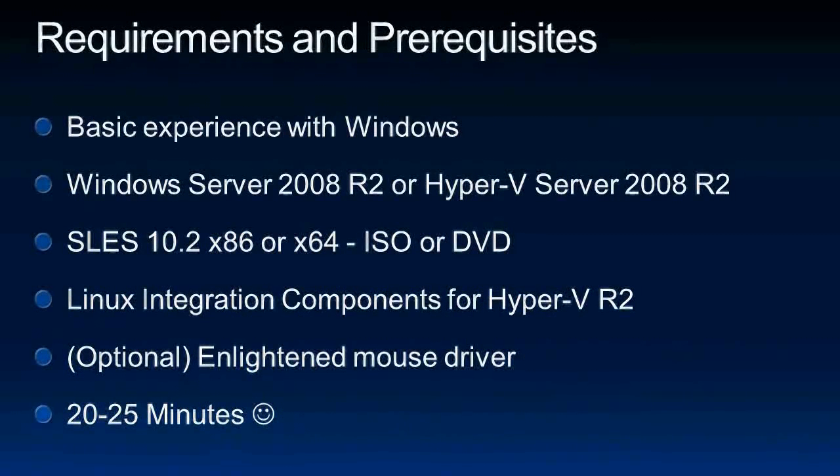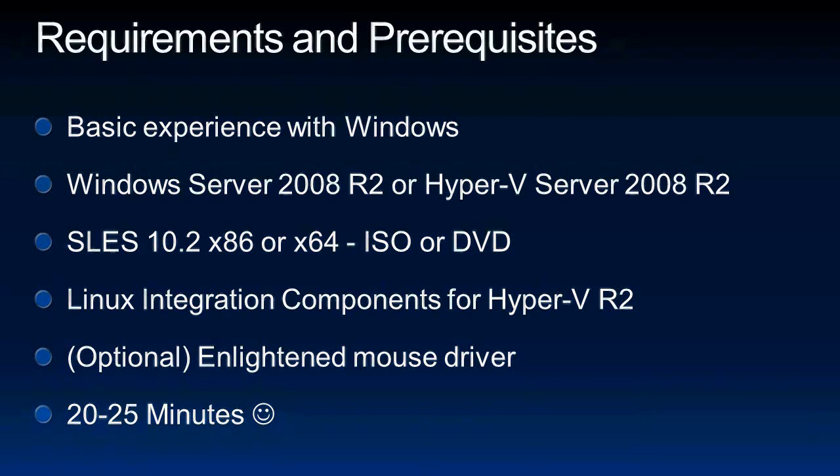In the following demo, we assume you have some basic experience with Windows, like using a remote desktop session, utilizing ISO images, etc. We also expect that you have already allocated a system and enabled the Hyper-V role. The SLES ISO can be downloaded from Novell's website. We are using version 10.2. It is certified and supported by both Microsoft and Novell when virtualized on Hyper-V. Links to the Linux integration components, as well as enlightened mouse drivers, will be provided later in this session.